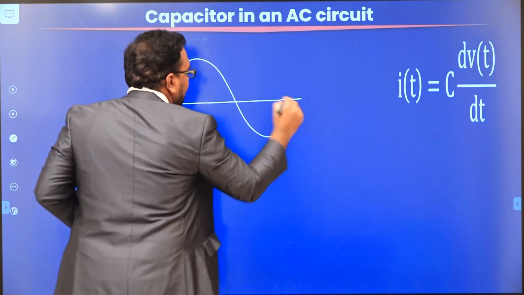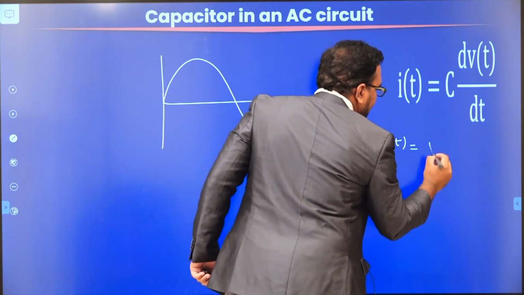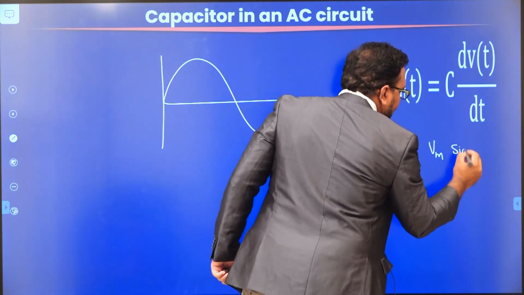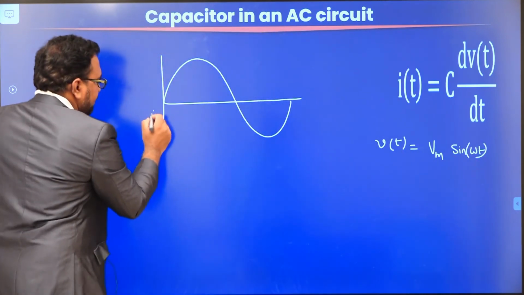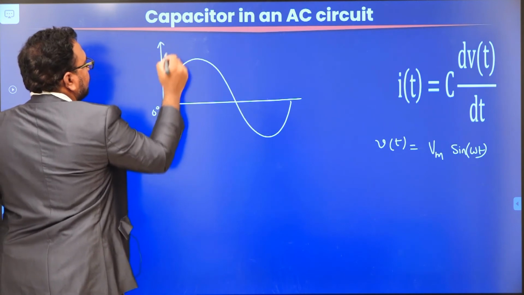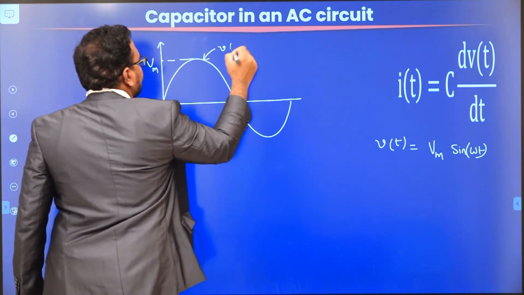So this is the voltage waveform. Voltage waveform V of t is nothing but Vm sin omega t. So Vm sin omega t will always start at 0 degrees and its magnitude is Vm. So this is V of t.